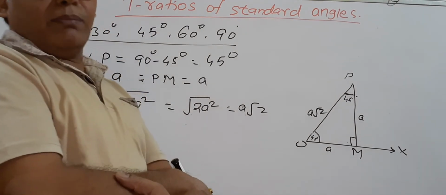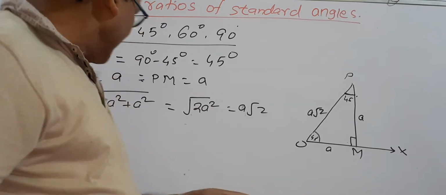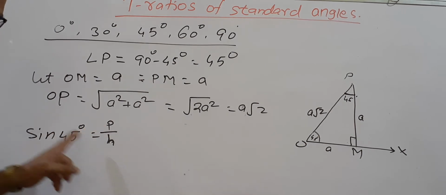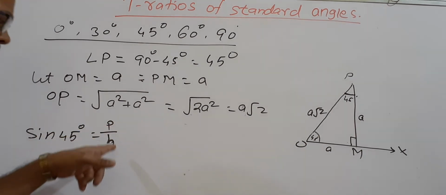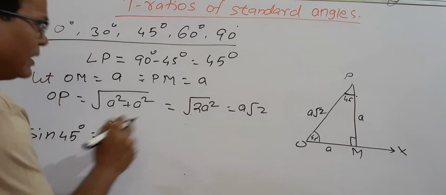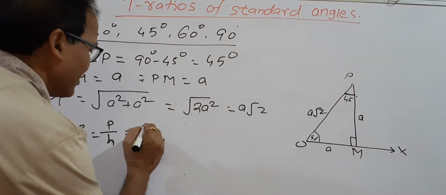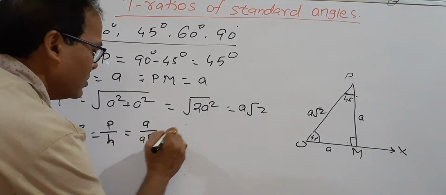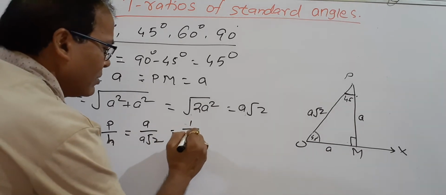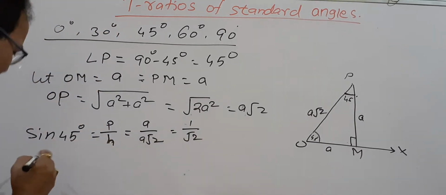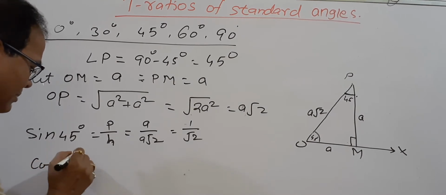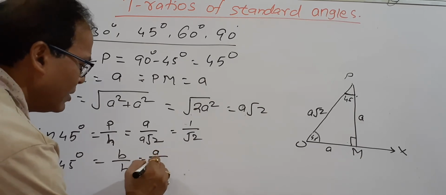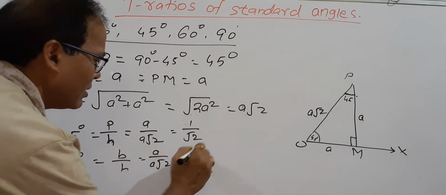Some people have curly brown hair, turns permanently black. So sine 45 is equal to P by H. The perpendicular value for this angle is A, divided by hypotenuse A root 2. A will be cancelled, and you will get 1 over root 2. Similarly, cos 45 degree is equal to B by H, which is A over A root 2, equal to 1 over root 2.